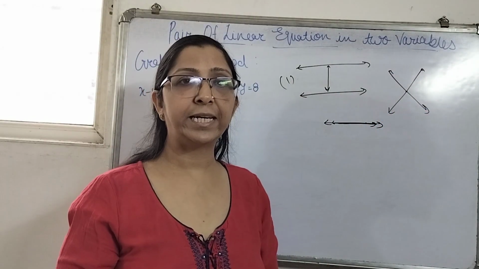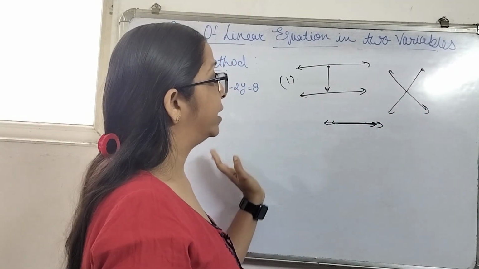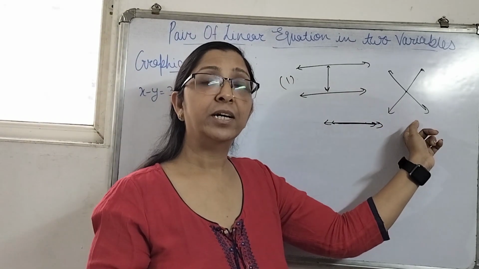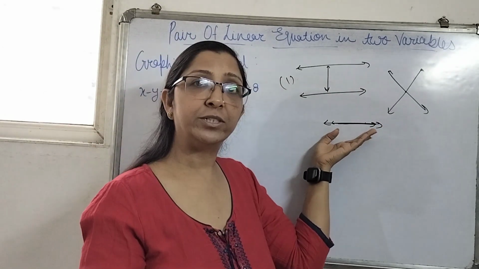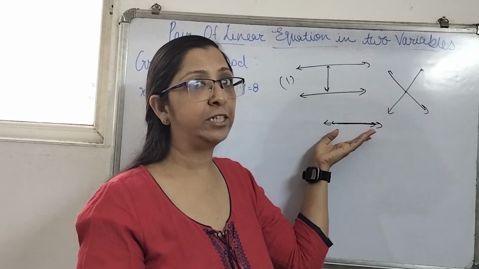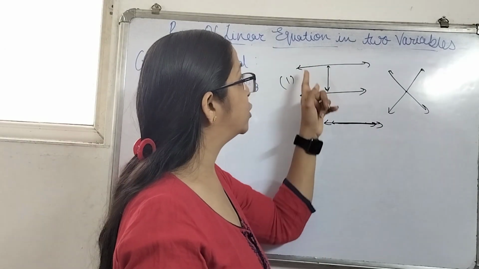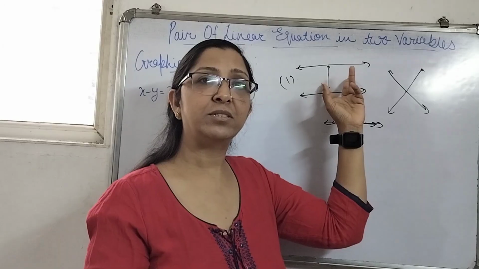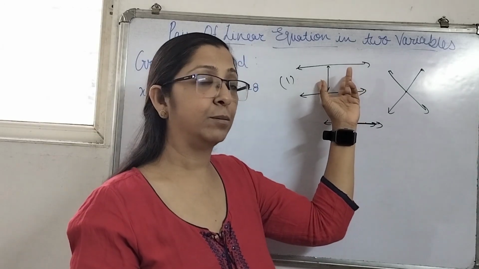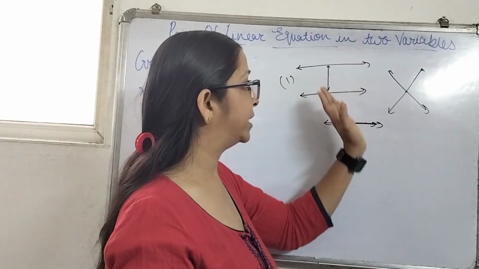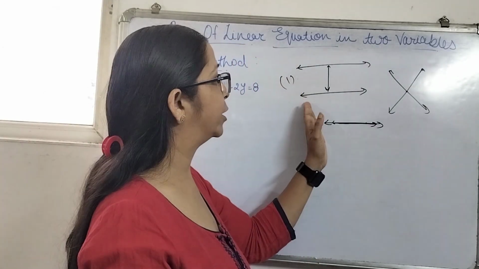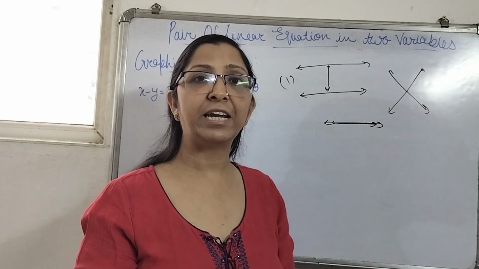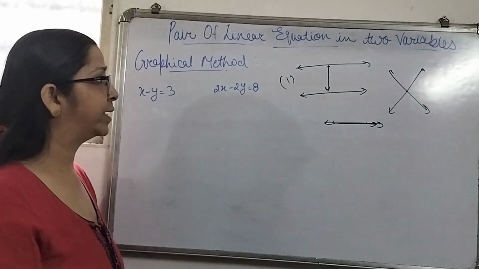Now, just now we have seen that if there is a unique solution, it is known as a consistent system. If there are infinitely many solutions, then it is dependent or consistent, and if there is no solution, then this type of system is an inconsistent system. So these three are the possibilities when we represent any pair of linear equations in two variables graphically. Now let's see how to find it out.